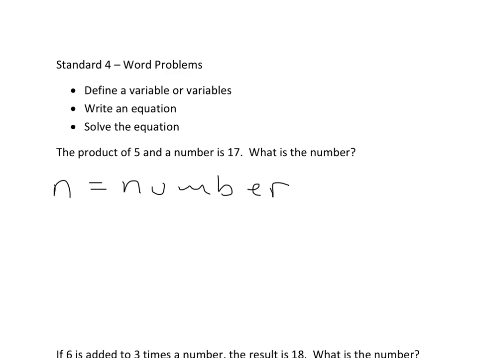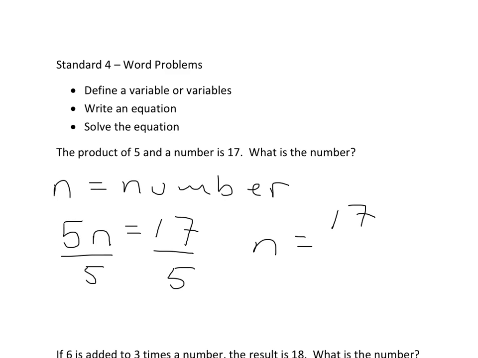And to write an equation, the product of 5 and a number. So I'm going to write that as 5n, and it is 17. Is usually means equals. So to solve this equation, 5 is multiplied by n, so I will just divide by 5 to undo that, and get that the number is 17/5.